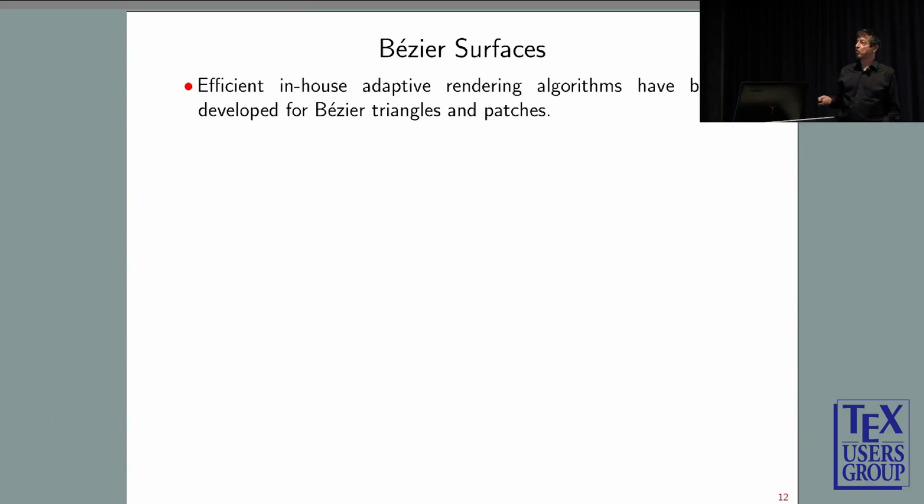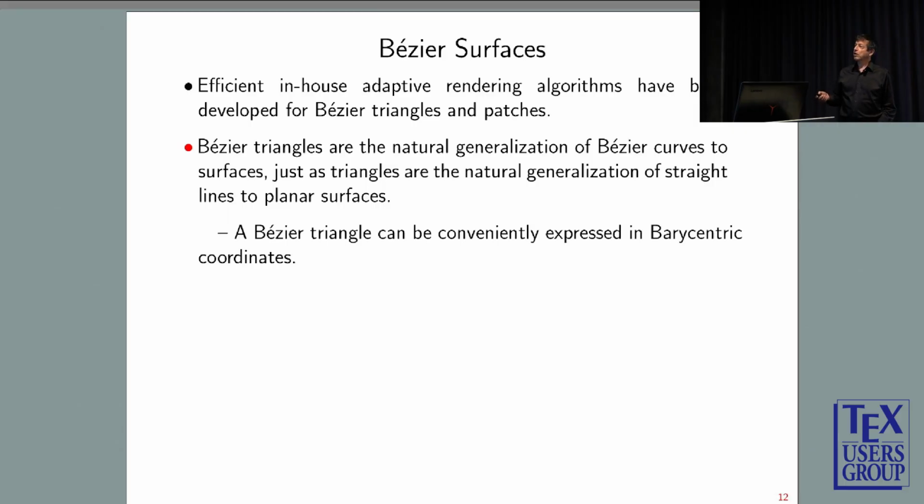Okay. Now I want to talk about what's been done on the rendering side. All the 3D work is based on Bezier surfaces and curves as well. But the most difficult part is the surfaces, because you have to deal with occlusion and lighting and subdivision cracks, rendering, all kinds of issues. The fundamental atoms of 3D graphics for Asymptote are Bezier triangles and patches. Bezier triangles are the natural generalization of Bezier curves to surfaces, just as triangles are the natural generalization of straight lines to planar surfaces.